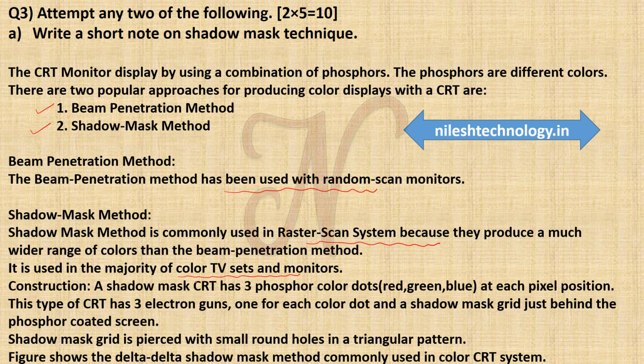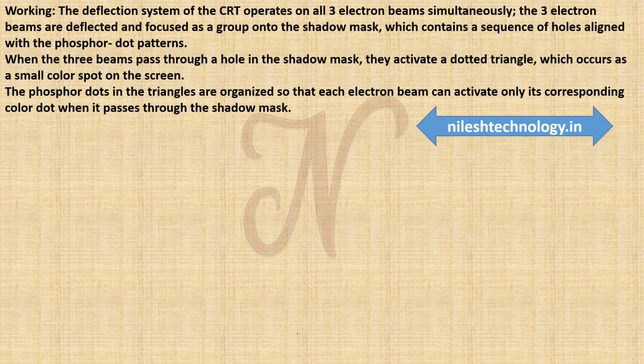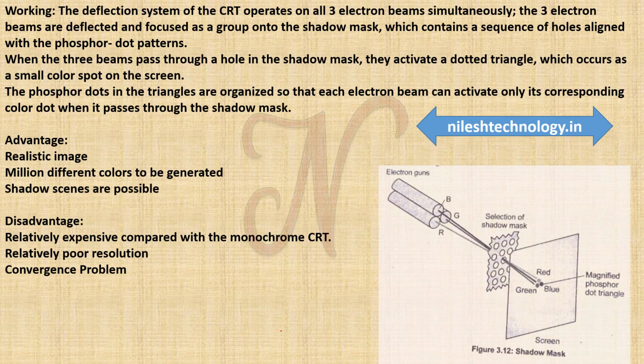So see here the construction. A shadow mask CRT has 3 phosphor color dots, red, green, blue, at each pixel position. This type of CRT has 3 electron guns, one for each color dot, and a shadow mask grid just behind the phosphor coated screen. The shadow mask grid has small round holes in a triangular pattern. See here in the diagram. This is your diagram of a shadow mask.